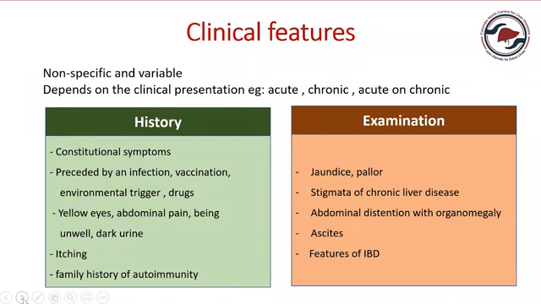Examination-wise, again, there are unfortunately no specific features to say this is autoimmune liver disease. However, they would have the general clinical features or signs of liver disease, like jaundice, stigmata of chronic liver disease, abdominal distension due to organomegaly, and ascites. Sometimes they may have pallor, maybe due to chronic liver disease, or they might have autoimmune hemolytic anemia. And the clinical signs of inflammatory bowel disease may also be present.